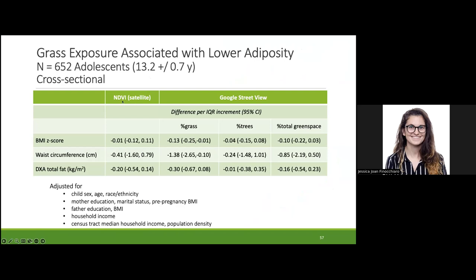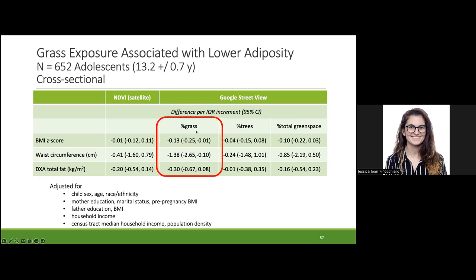We also looked at the vegetation index, and we looked at how that's related to BMI Z-score, but also measured waist circumference. And then we had them come in and do this DEXA scan. They got a whole body scan that tells us the distribution of fat in their bodies. But we actually didn't see much there, so I won't talk too much about that metric. But the interesting thing is we see nothing really for this vegetation index, right?